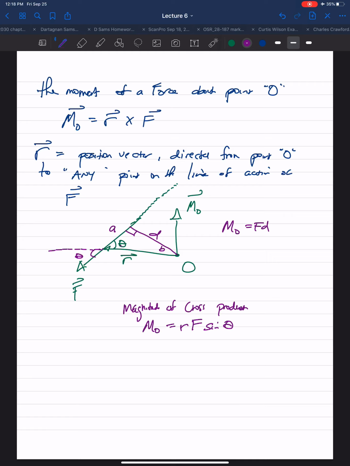So F R sine theta, which is the magnitude of the moment. Rearranging that, you have the moment about point O, F times R sine theta. Well, R sine theta is D. So we're back where we started from.